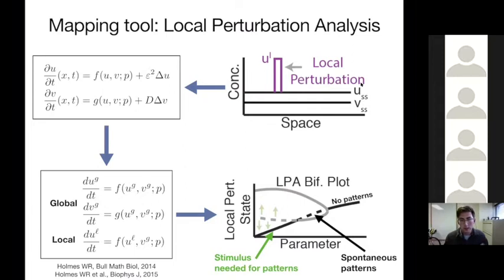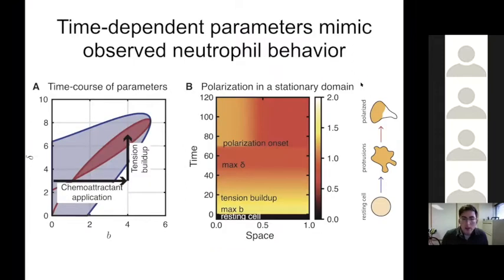So this lets us build this map of parameter space and understand whether or not the cells will respond to stimuli or not. So what I did first was I basically just did that experiment. I drew it on the parameter space map by changing the parameters in the PDE system over time. I first applied a chemoattractant by increasing the parameter B. This causes Rac activity to spike. That's the bright yellow shown where it says max B in the kymograph on the right.